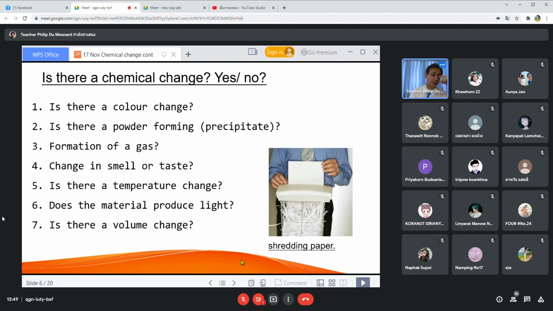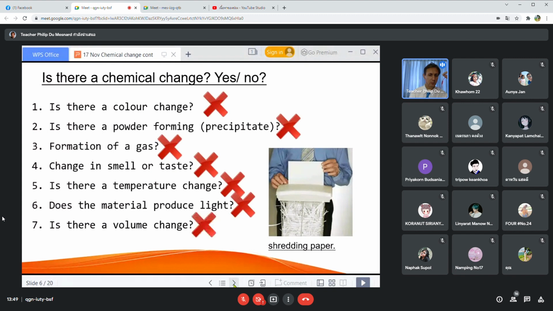Okay, next one. So there's some paper and I'm cutting the paper. We call it shredding the paper. Okay, the color is the same, it doesn't change. There's no powder, there's no gas. The taste, it doesn't change. Temperature, no, it doesn't change. Light, I don't see any light. There's no light. Volume, actually it's the same. So class, is there chemical change, yes or no? No. Very good. There isn't, because the answer is no. Okay, next one.